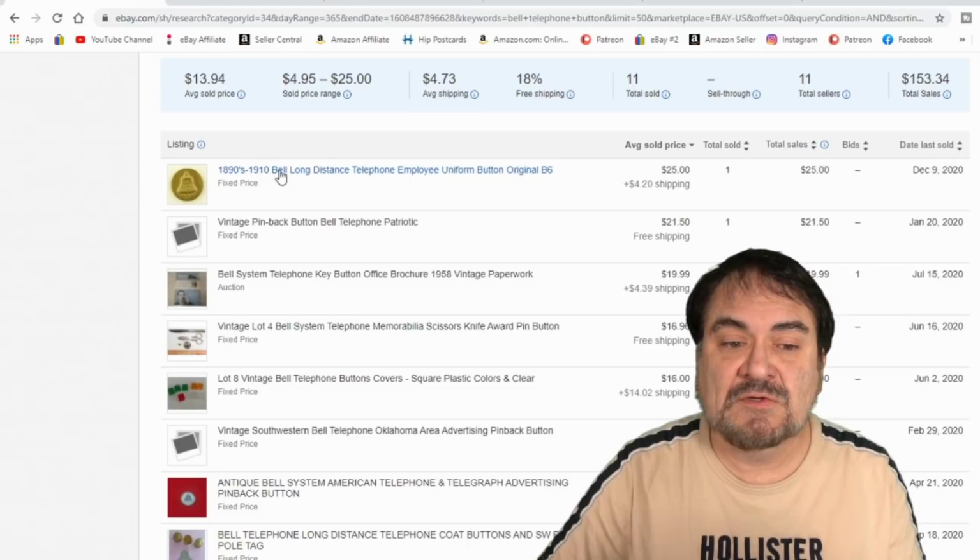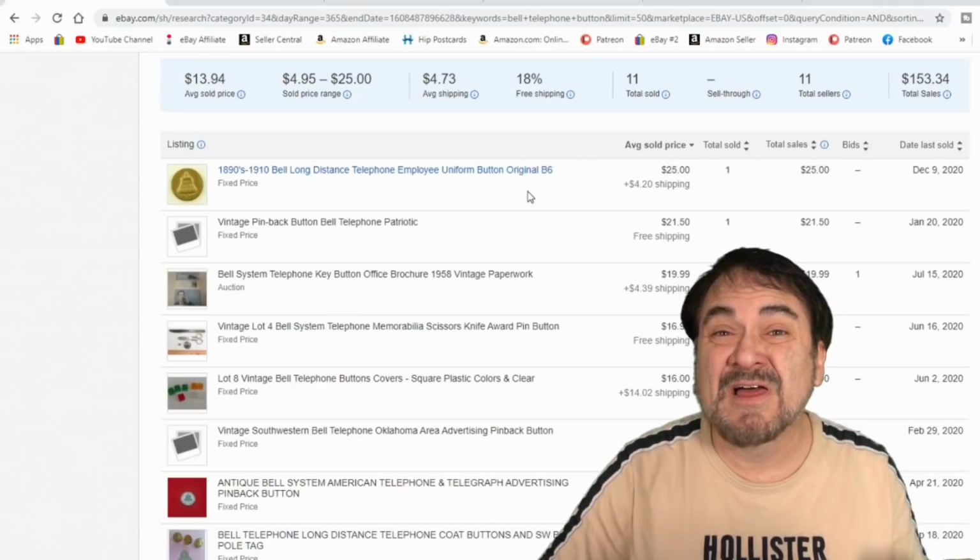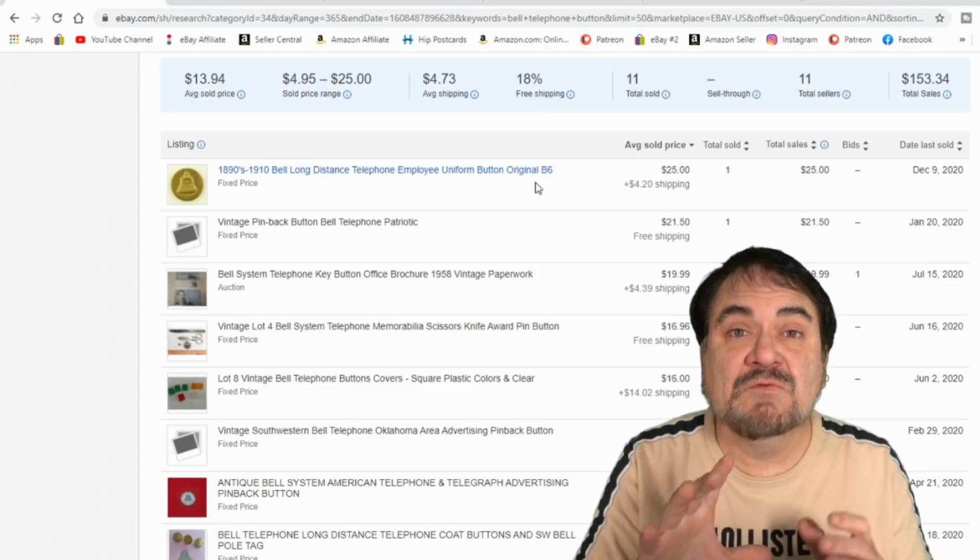Highest price of all of these buttons that sold in the last 2 years. The last one that sold in this price range was mine. So you've got to pay attention to some of these things. You can get more for things by doing that.